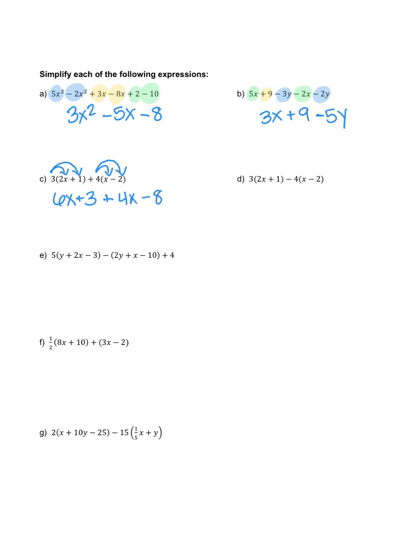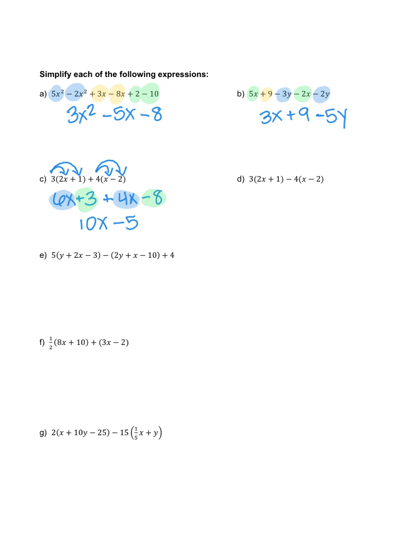Now we have like terms again. So we have our 6x and our 4x. And then we have our 3 and -8. So 6x plus 4x is 10x. And +3 and -8, -5.